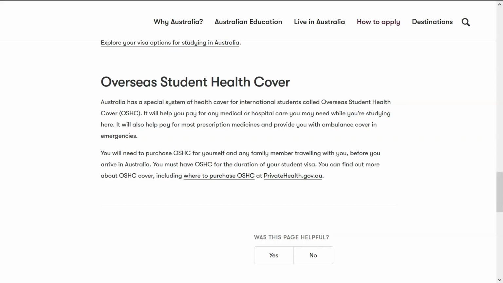The last entry requirement is health cover. So by Australian law, all of the overseas students must have health cover, and this is to cover all the costs if they need medicine or they need to go to the hospital or ambulance or emergencies and so forth. So you can check out how to find student health cover at privatehealth.gov.au. Apply for it there.